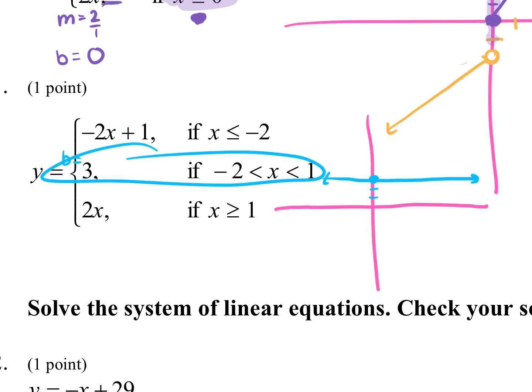But I only care about when x is in between -2 and 1. So I can erase everything that's not in between -2 and 1. At -2, am I going to have an open circle or closed circle? Open. And at 1, am I going to have an open circle or closed circle? Open, because they're both just less than. So be careful. If it's just a constant number, then it is a straight line, a horizontal line.